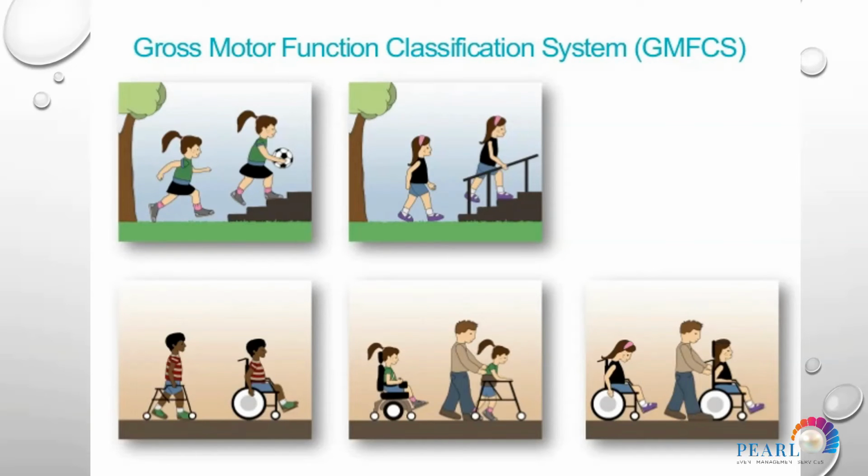GMFCS level 3 children usually use handheld devices for walking, or for longer distances they may use wheelchairs. Level 4 is usually wheelchair dependent. They may take one or two steps without support, but usually they are carried in wheelchairs, and they cannot stand without support, so they need support even in walking frames. Level 5 is the severely disabled child who is totally dependent on caregivers. He cannot even hold their neck and support their tongue without support.